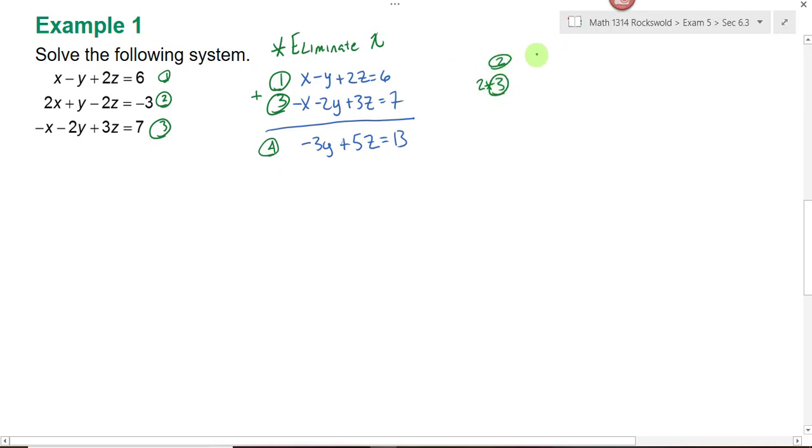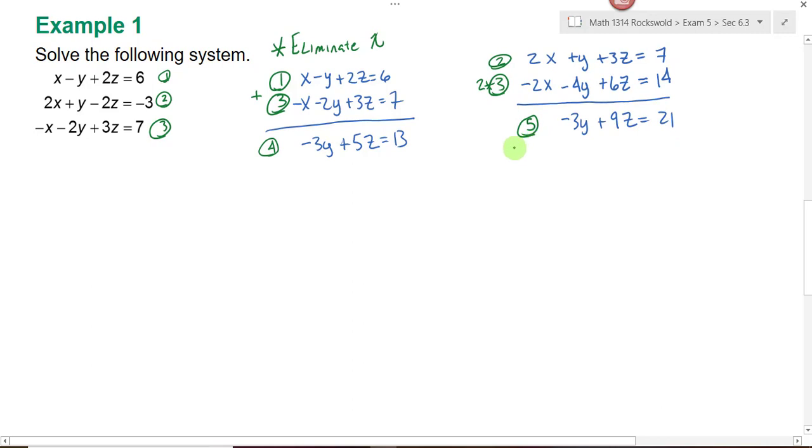So equation 2 was 2x plus y plus 3z equals 7, and 2 times equation 3 would be negative 2x minus 4y plus 6z equals 14, because I had to multiply every term in this equation by 2 so that when I added the equations together the x's would cancel out, and that's going to give me negative 3y plus 9z equals 21. I'm going to treat this as my equation 5.